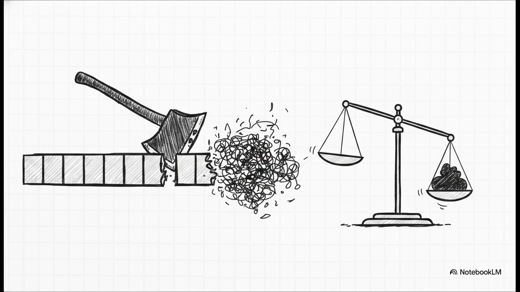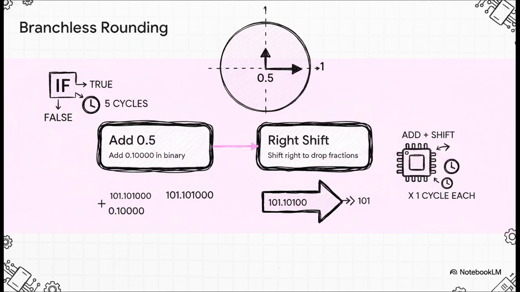It's a real problem. So ideally, we want to round to the nearest value, where 0.5 naturally rounds up. You might be thinking, well, let's just write an if-else statement in our code. Actually, scratch that, because in embedded systems, branches from an if statement can cost 5 expensive clock cycles. Instead, engineers use a brilliant branchless round-to-nearest trick.